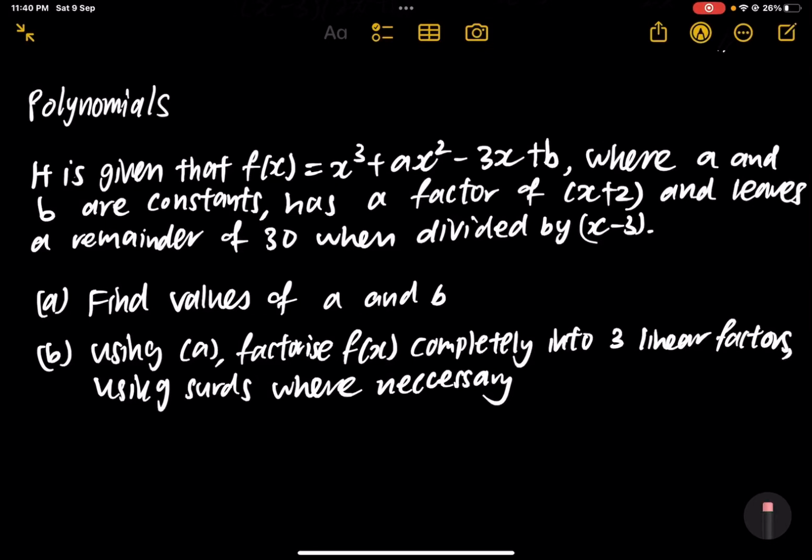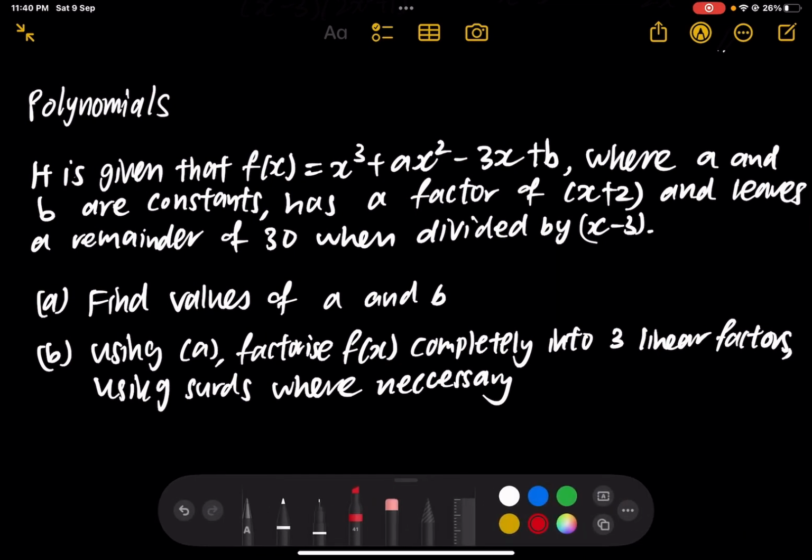For polynomials questions, you're going to analyze what they are giving us, right? It is given that f(x) equals x cubed plus ax squared minus 3x plus b, where a and b are constants, has a factor of x plus 2 and leaves a remainder of 30 when divided by x minus 3. So let's break it down together, okay?